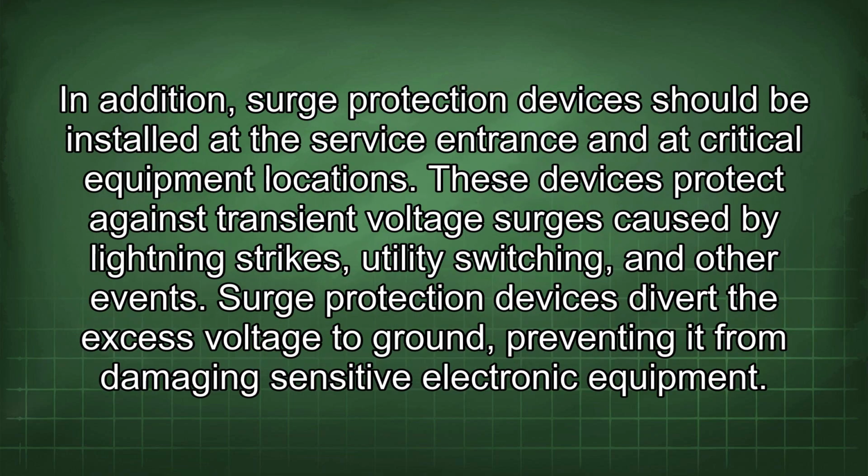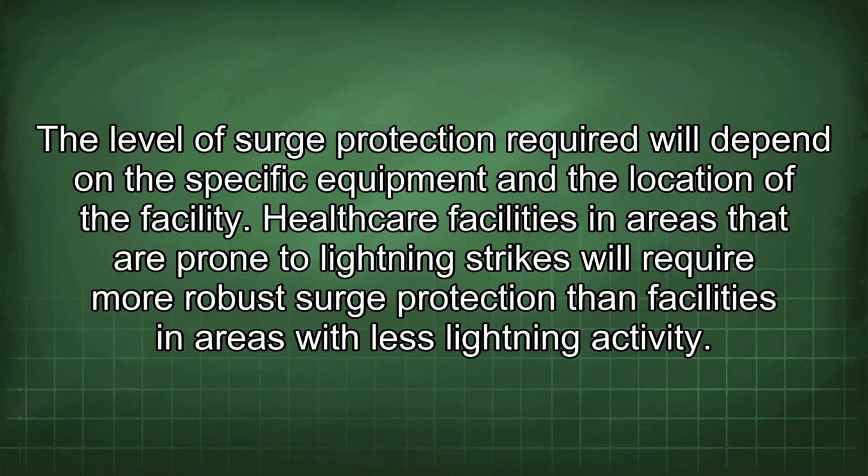In addition, surge protection devices should be installed at the service entrance and at critical equipment locations. These devices protect against transient voltage surges caused by lightning strikes, utility switching, and other events. Surge protection devices divert the excess voltage to ground, preventing it from damaging sensitive electronic equipment. The level of surge protection required will depend on the specific equipment and the location of the facility.